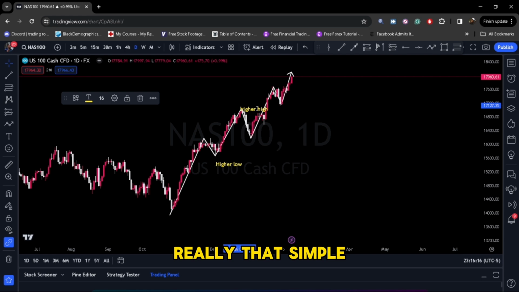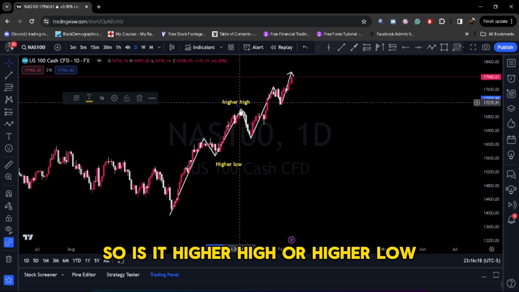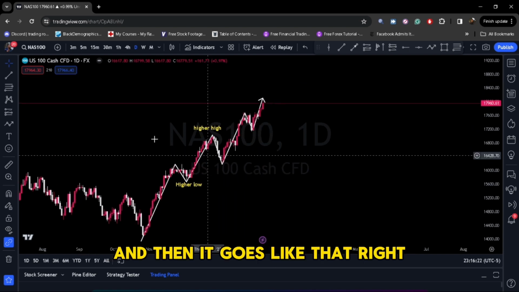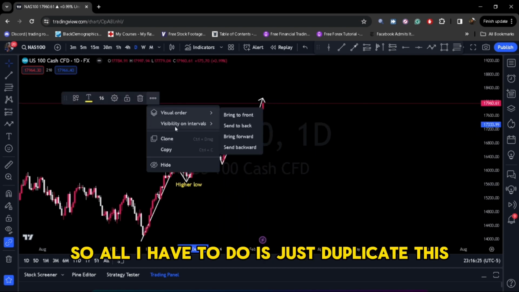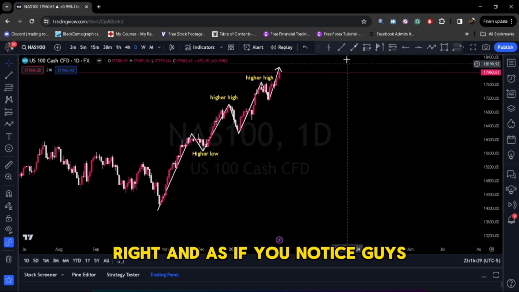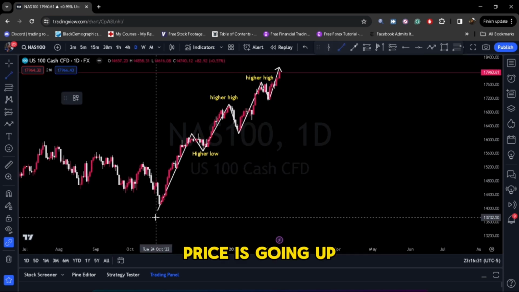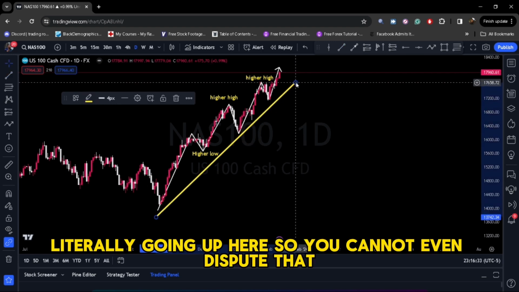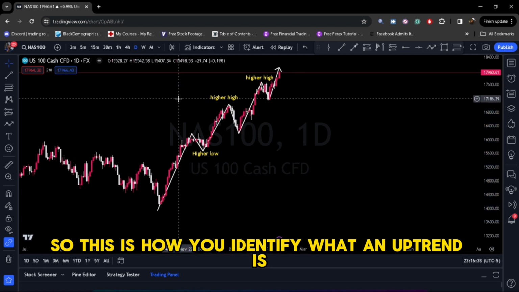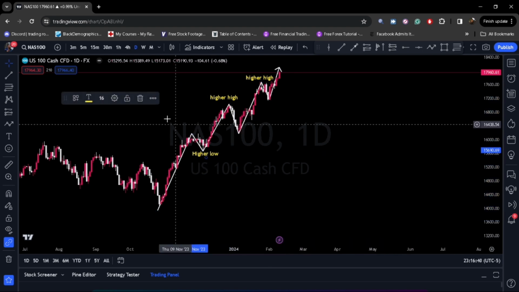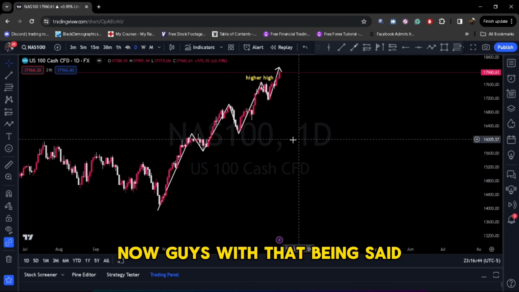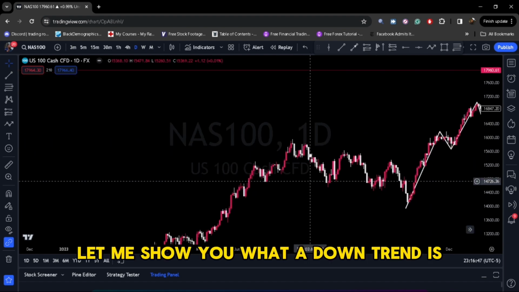Really that simple. So this is a higher high and then a higher low, and then it goes like that, right? So all I have to do is just duplicate this, right? And if you notice guys, price is going up, literally going up here, so you cannot even dispute that. So this is how you identify what an uptrend is in a given market. Now guys, with that being said, let me show you what a downtrend is.